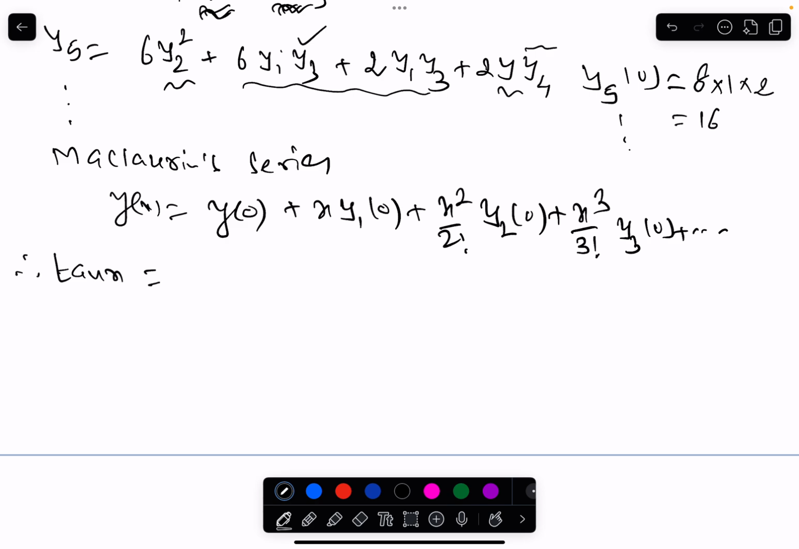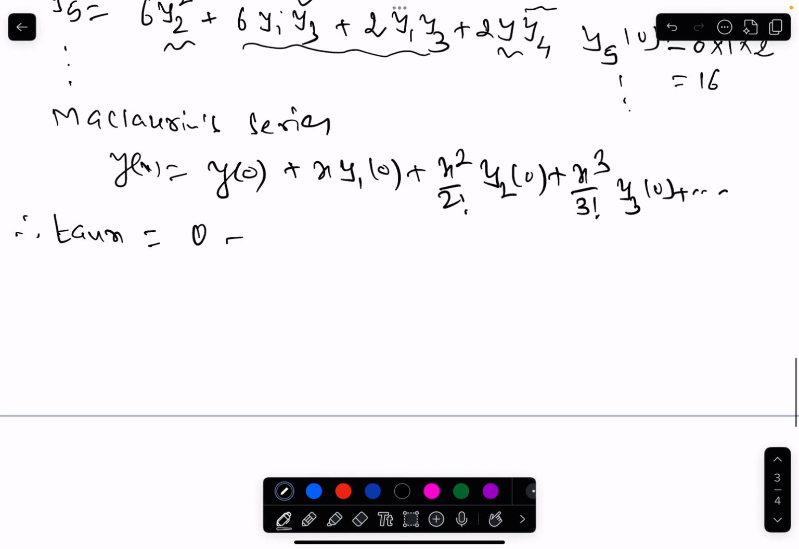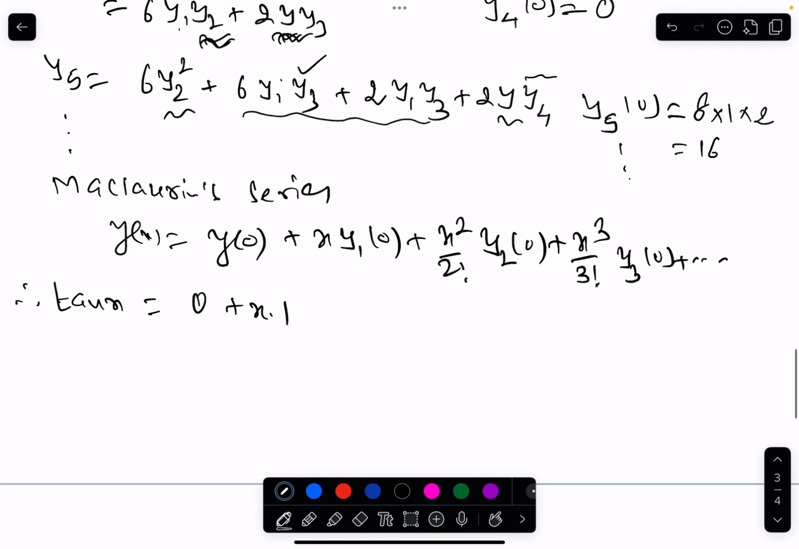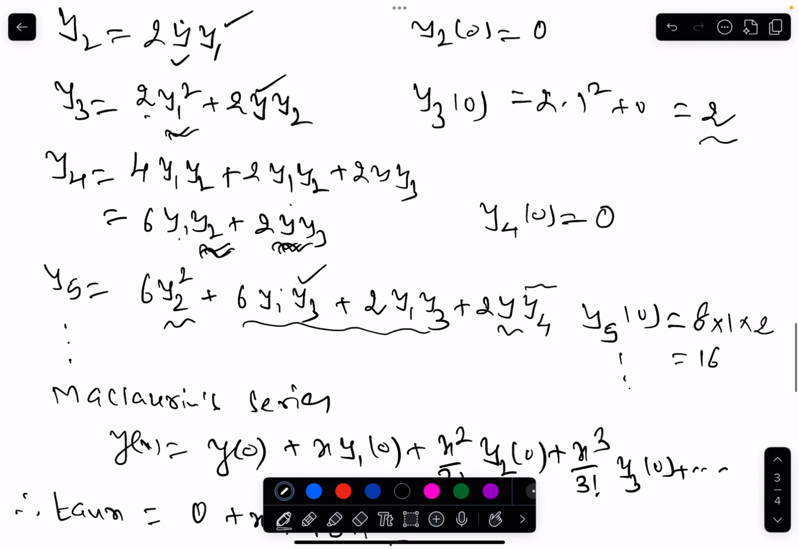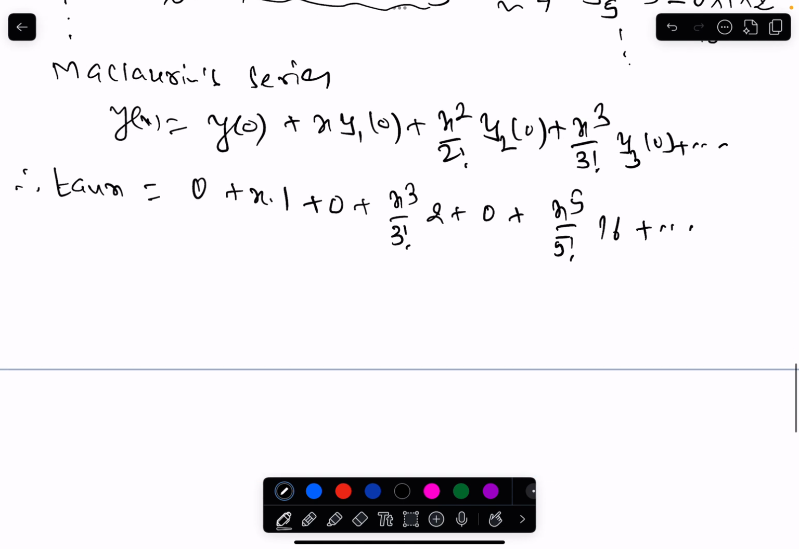So tan x equals y at 0, which is 0, y1 at 0 is 1, then y2 at 0 is 0, y3 at 0 is 2, y4 at 0 is 0, y5 at 0 is 16, and so on.